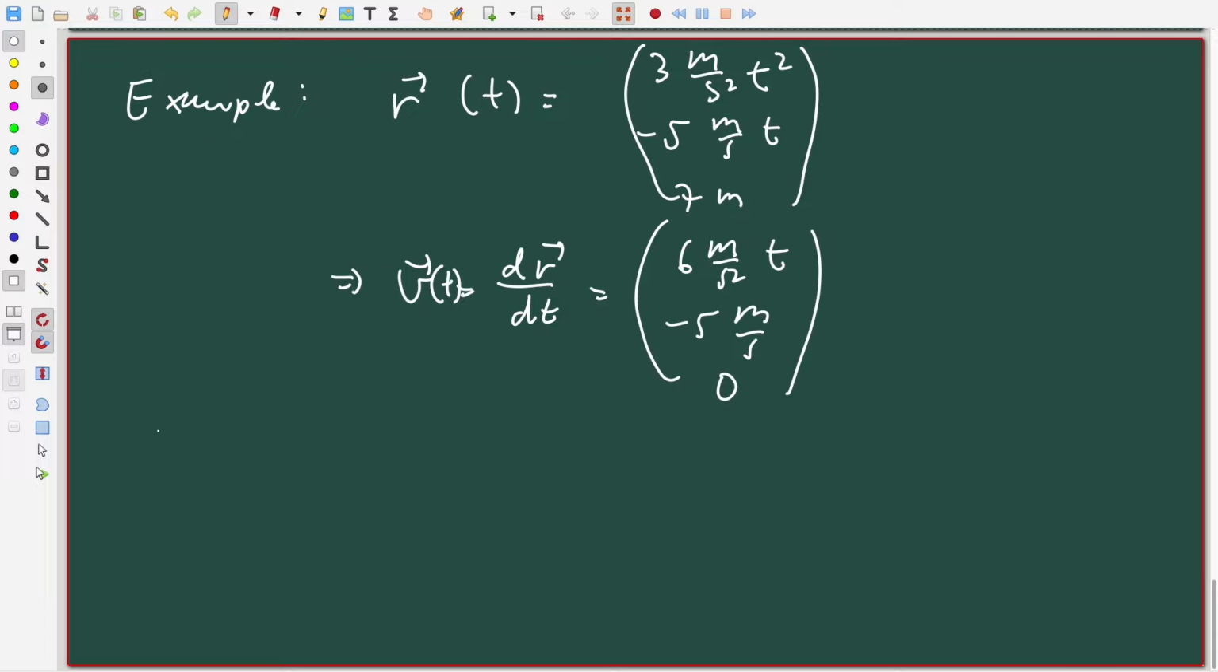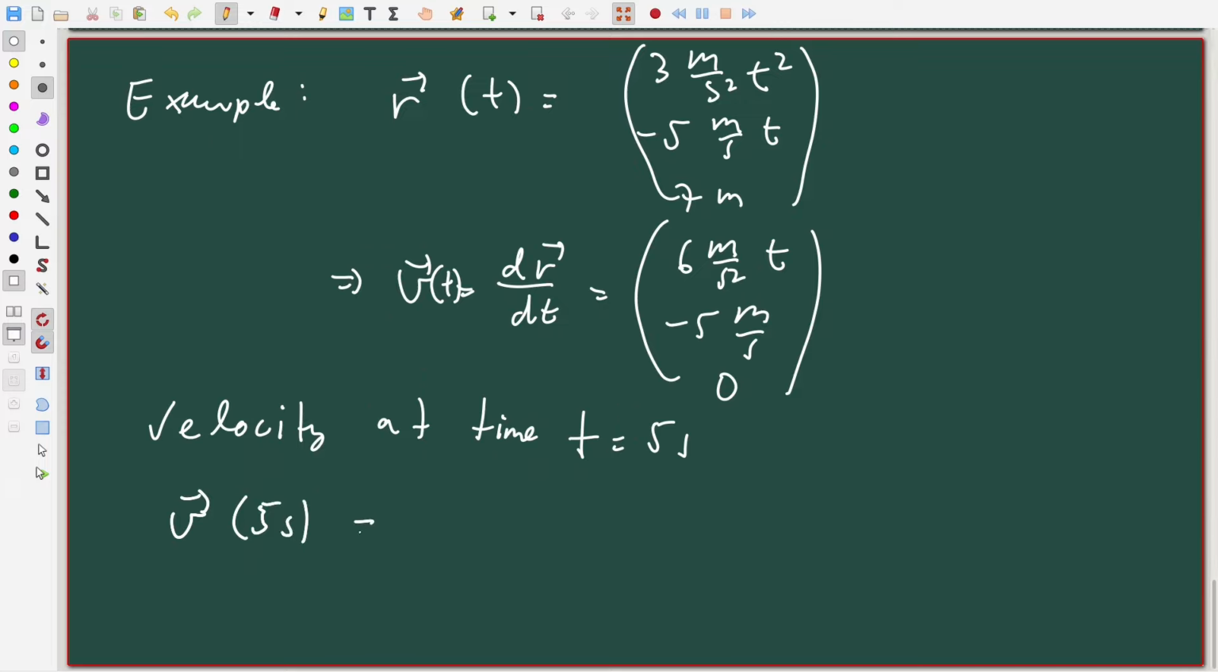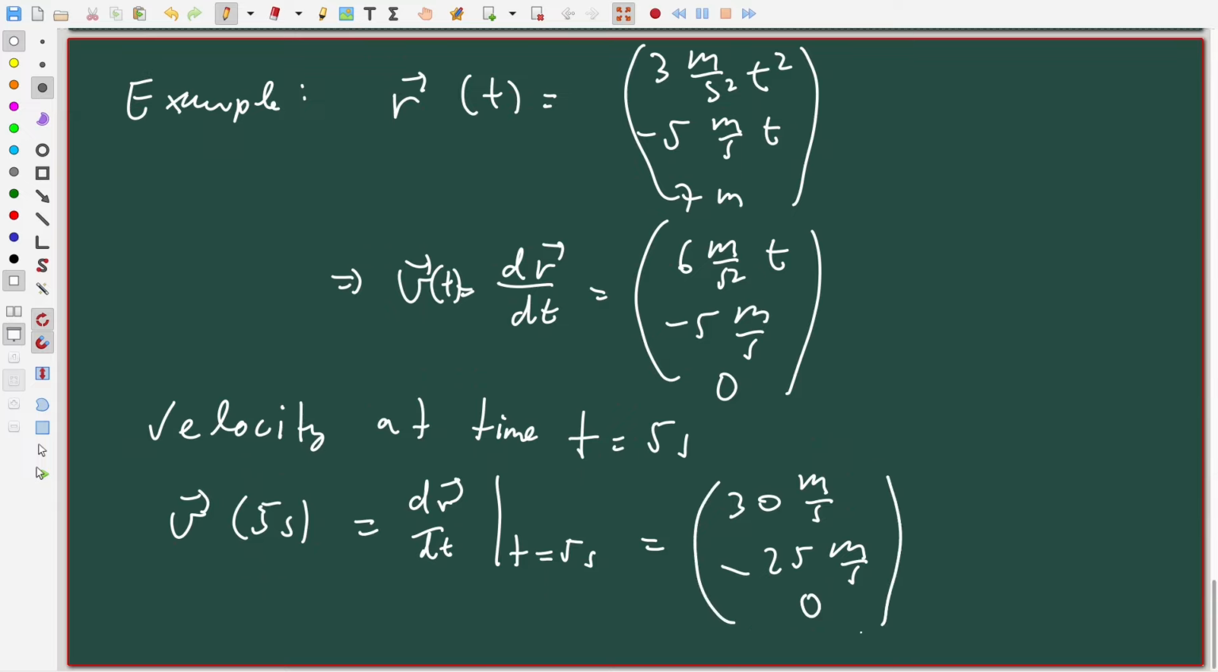And if we want to calculate this for a specific time t, then we can write it in the following way. So velocity at time t equals 5 seconds, we can write v of 5 seconds, and this would be dr over dt at the position 5 seconds, and this is 30 meter per second, because t here equals 5. 5 times 6 is 30, and the same here leads to minus 25 meter per second, and here at the end we get again the value 0.